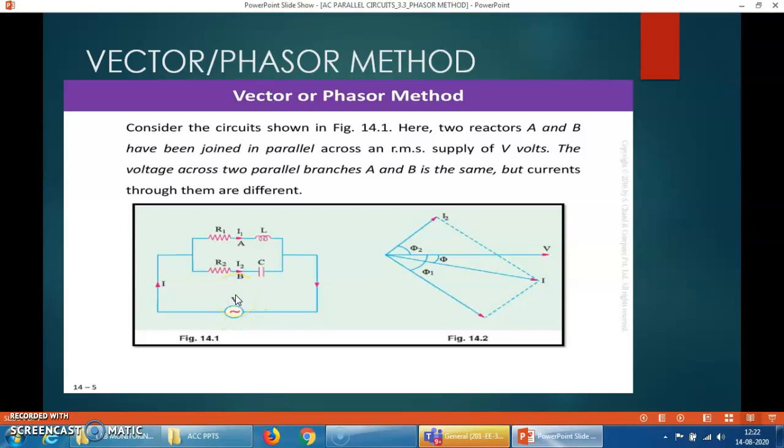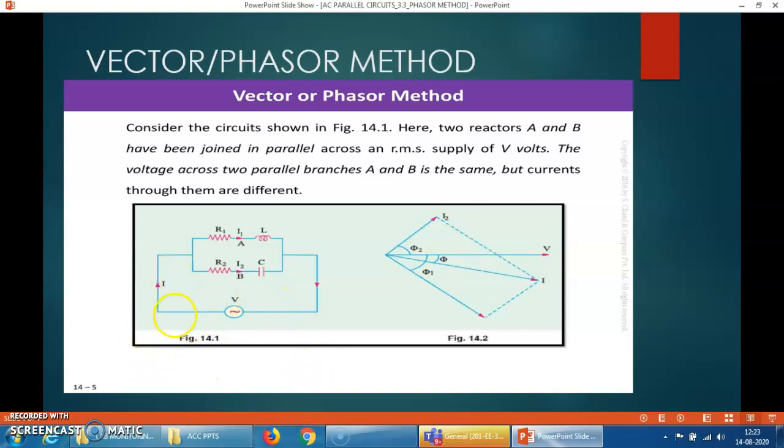Now how to draw the vector diagram? First you have to draw the x-axis and y-axis. See, here the XY plane is there. On the x-axis, voltage is taken as the reference vector. Now when this circuit is connected to the AC supply, alternating current I starts to flow, and at this node it is divided into two branches, I1 and I2, as the two branches are connected in parallel.